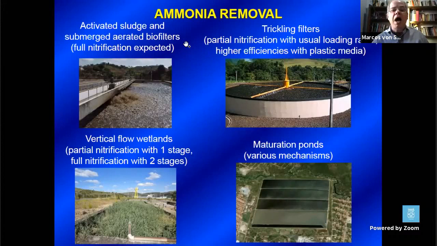Activated sludge and submerged aerated biofilters, okay. They are good for ammonia removal. Full nitrification is expected. But they do not remove total nitrogen in the way they are. They convert ammonia into nitrate. The nitrogen is still there. Trickling filter, as I told you, if you use rocks, stones, gravel as packing media, the nitrification capacity will not be high. You will achieve only partial nitrification. But if you use plastic media with larger surface areas, then you can approach full nitrification. Vertical wetlands, as I told you, they are good for removing ammonia, and also maturation ponds. There are varying mechanisms that work together for the removal of ammonia.